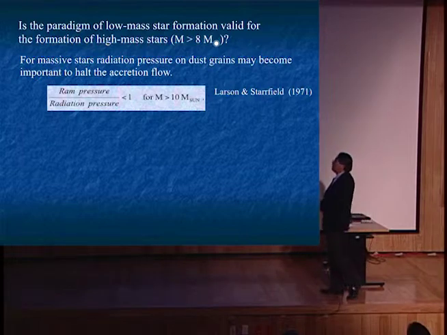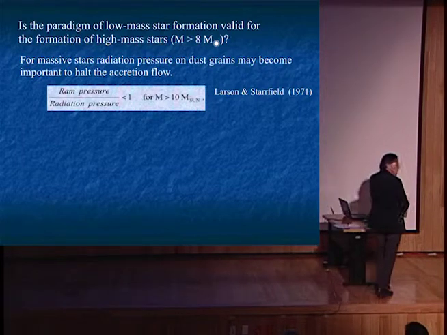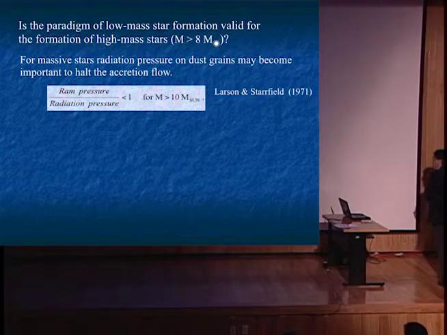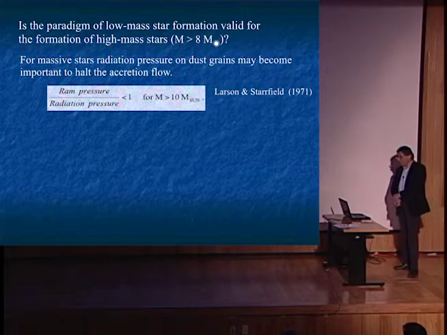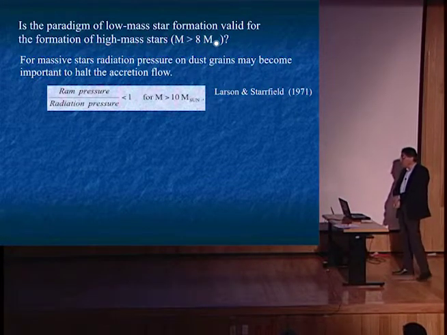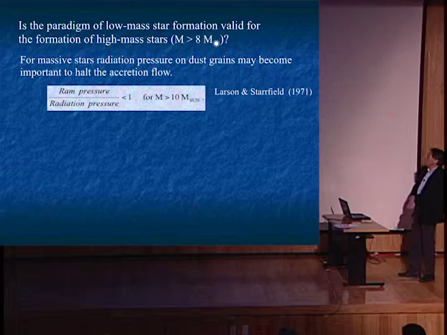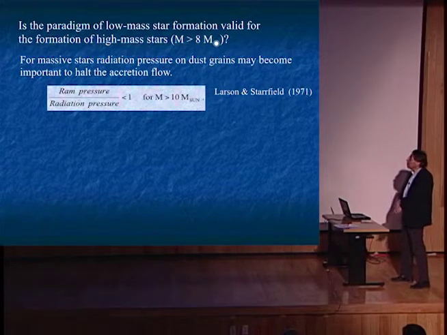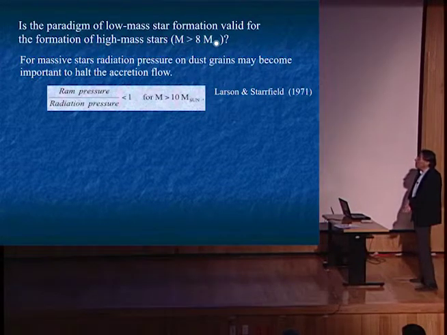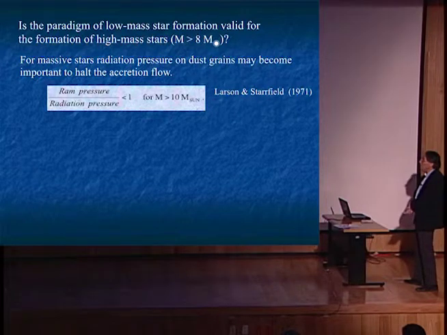So the question is whether this paradigm of low-mass star formation is valid for the formation of high-mass stars, I mean masses greater than 8 solar masses. And the problem is that for massive stars, radiation pressure on dust grains may become important to halt the accretion flow that we mentioned at the last stage of class zero.